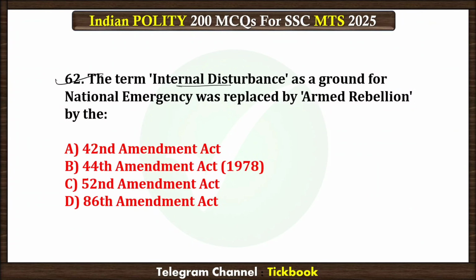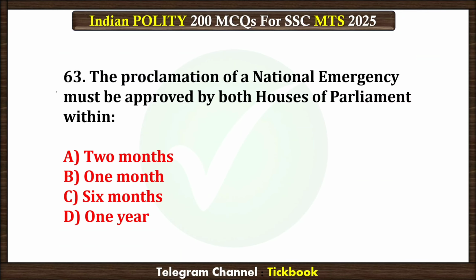62. The term internal disturbance as a ground for the national emergency was replaced by armed rebellion by the option number B, 44th Amendment Act 1978. 63. The proclamation of a national emergency must be approved by both houses of Parliament within option number B, 1 month.